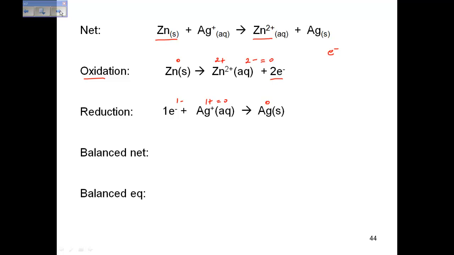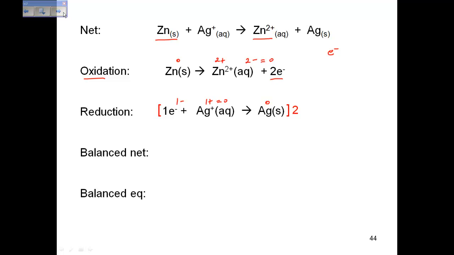We do that by multiplying the different half reactions by factors to get them to be the same. Since the oxidation is giving off 2 electrons and the reduction is taking on 1 electron, it makes sense that we will make the reduction happen twice to get those to be the same. So I would multiply the reduction by 2. That means I have 2 electrons, 2 silver pluses, and 2 silver solids. Multiply through by that factor of 2.